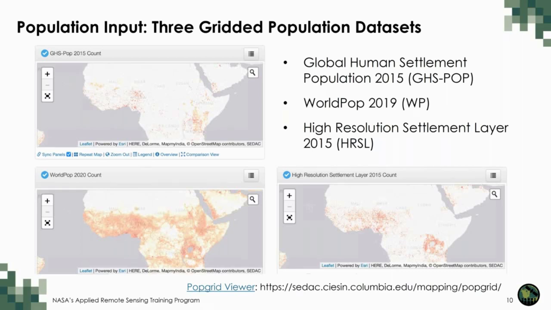Recognizing that there are many gridded population products available to users, we ran the analysis with three different data sets and compared the results between data sets. The data products we selected are the Global Human Settlement Population Layer for year 2015, or GHS-POP, the WorldPop dataset for year 2019, or WP, and the High Resolution Settlement Layer for year 2015, or HRSL. Each of these gridded population products are produced by members of the POPGRID Collaborative, and all the datasets are viewable in the POPGRID viewer shown previously in this webinar.